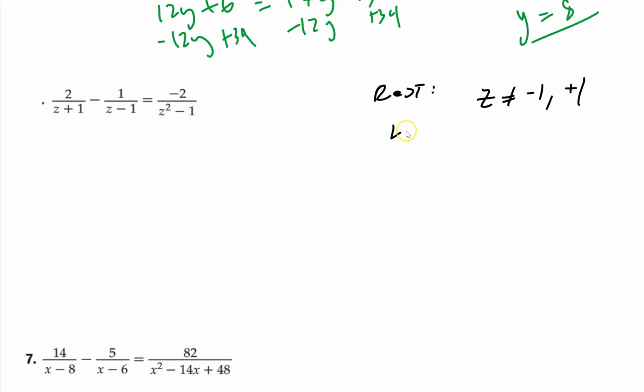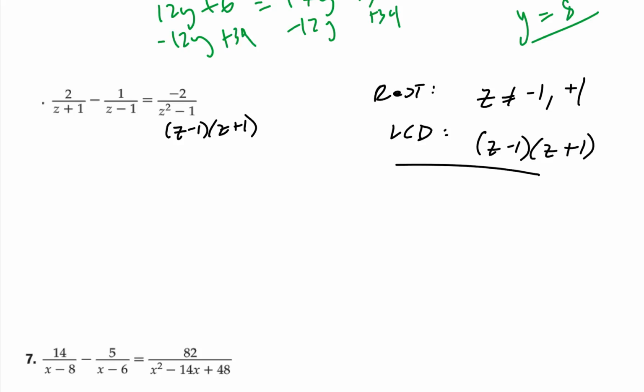So next, let's find the LCD. These are always factored. I could factor this: z minus 1 times z plus 1. Well, my LCD is going to be that: z minus 1, because they have a z minus 1, that has a z minus 1, and z plus 1, because that has a z plus 1, that also has a z plus 1. That's my LCD. Again, if we're doing the shortcut method, just multiply everything by that.